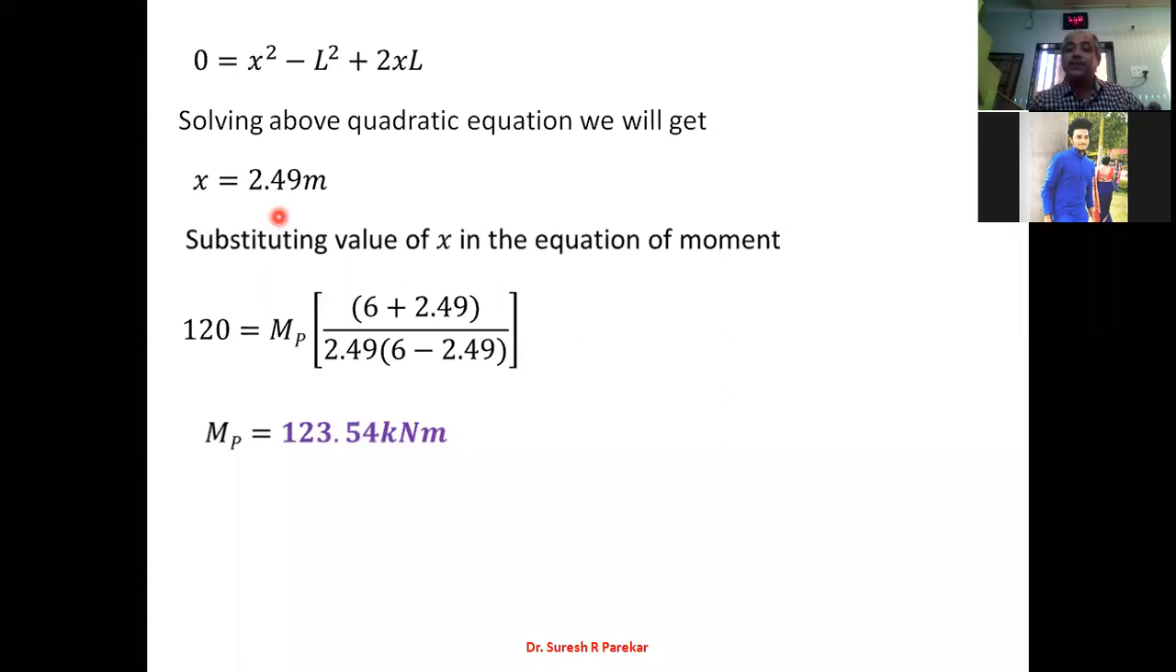0.414 into L. Why 0.414? Because we have taken it from the roller support. If we consider it from A, then we have the value 0.586 into L. Now we have considered from B, so we calculate 6 into 0.414, equal to 2.48 something. We have rounded it up, which gives me the value 2.49 meter. So now we have this value.